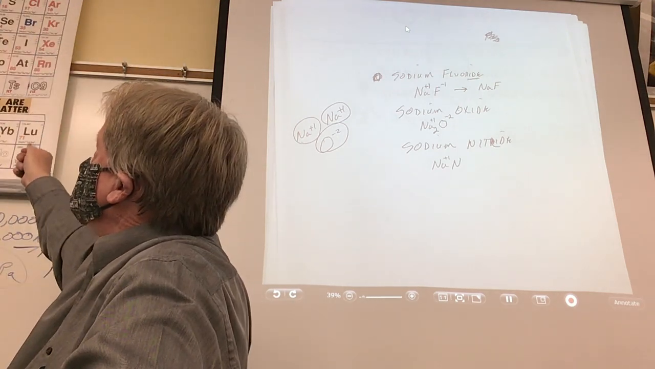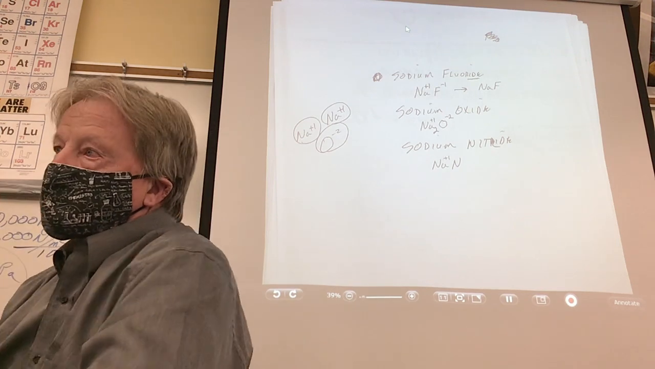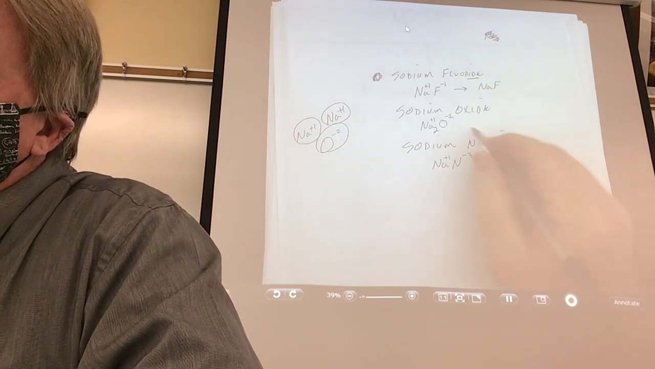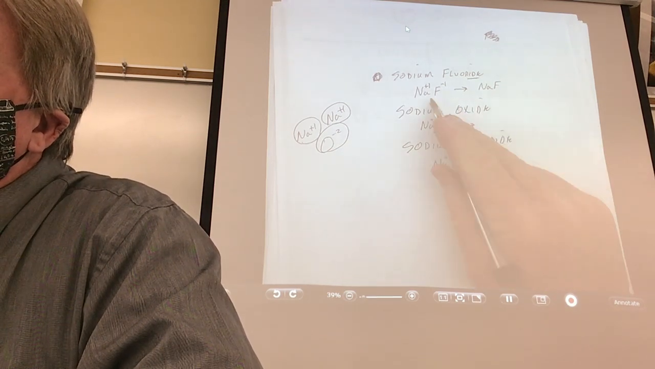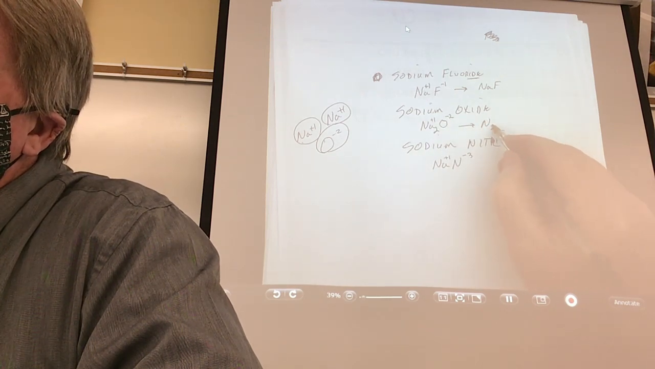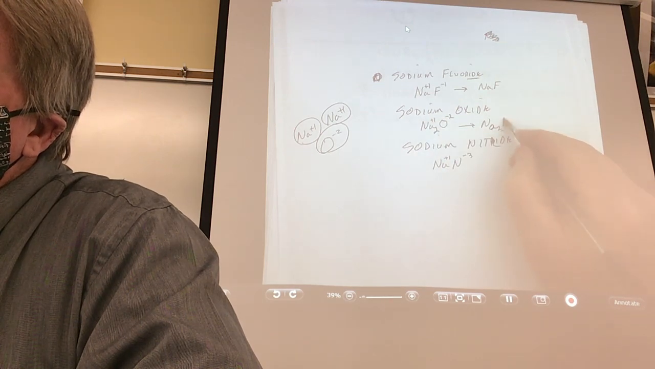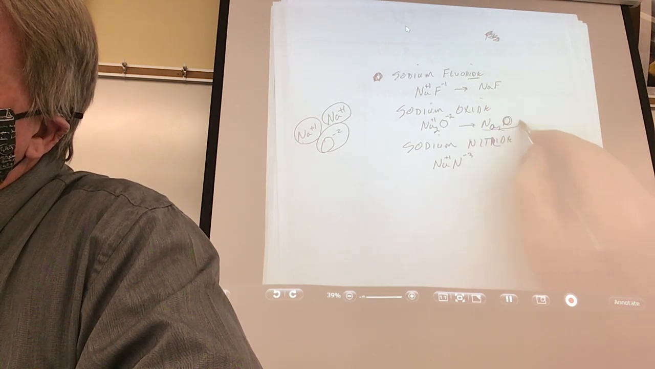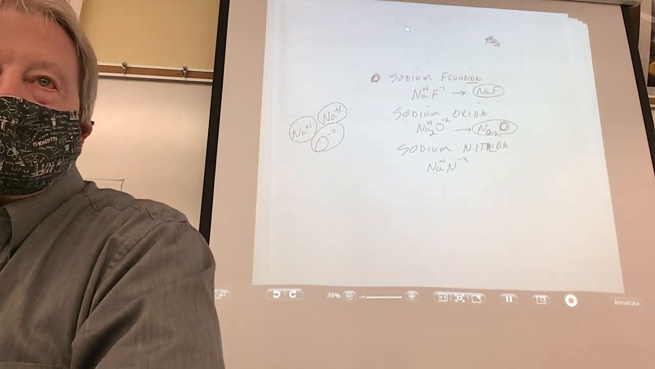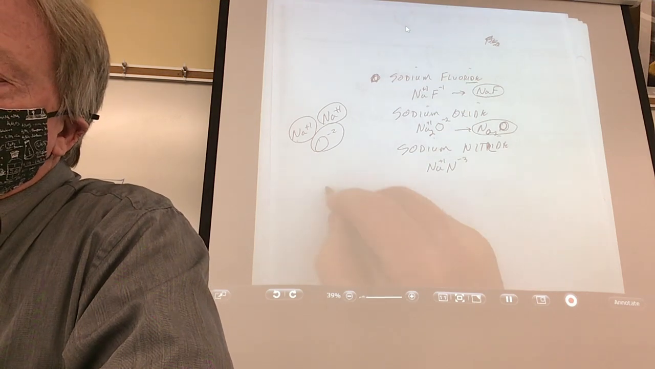Nitrogen, not -1, not -2, but -3. All right, you try that. By the way, the final answer on that, even though I don't count it wrong if you leave these up here, but normally in compounds you'll never see the little plus and minus charge signs. So there's sodium oxide. There's sodium fluoride.